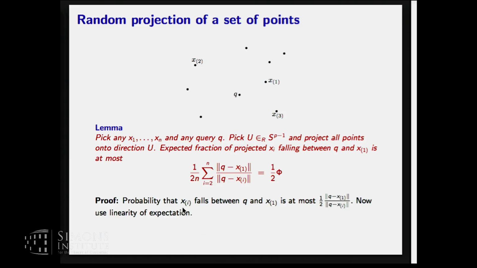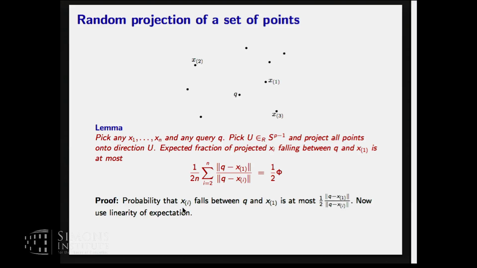And of course, we actually have n points. So this is the query, this is the nearest neighbor, and we want to know what fraction of these n points are actually going to fall between these. So we're picking a direction at random. What fraction of these points are going to fall between q and x1, okay? And if that fraction is large, like greater than alpha, that's when we are in trouble, okay?